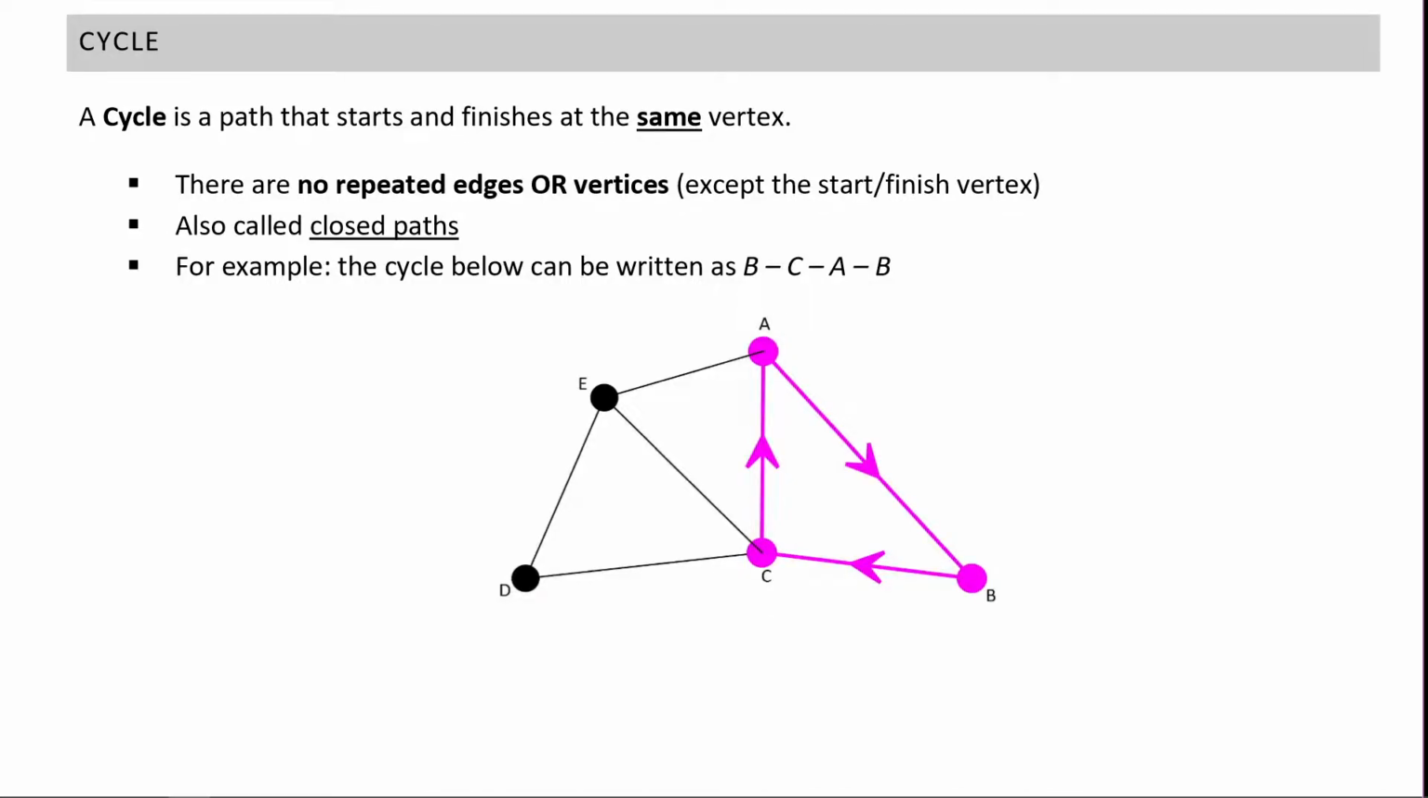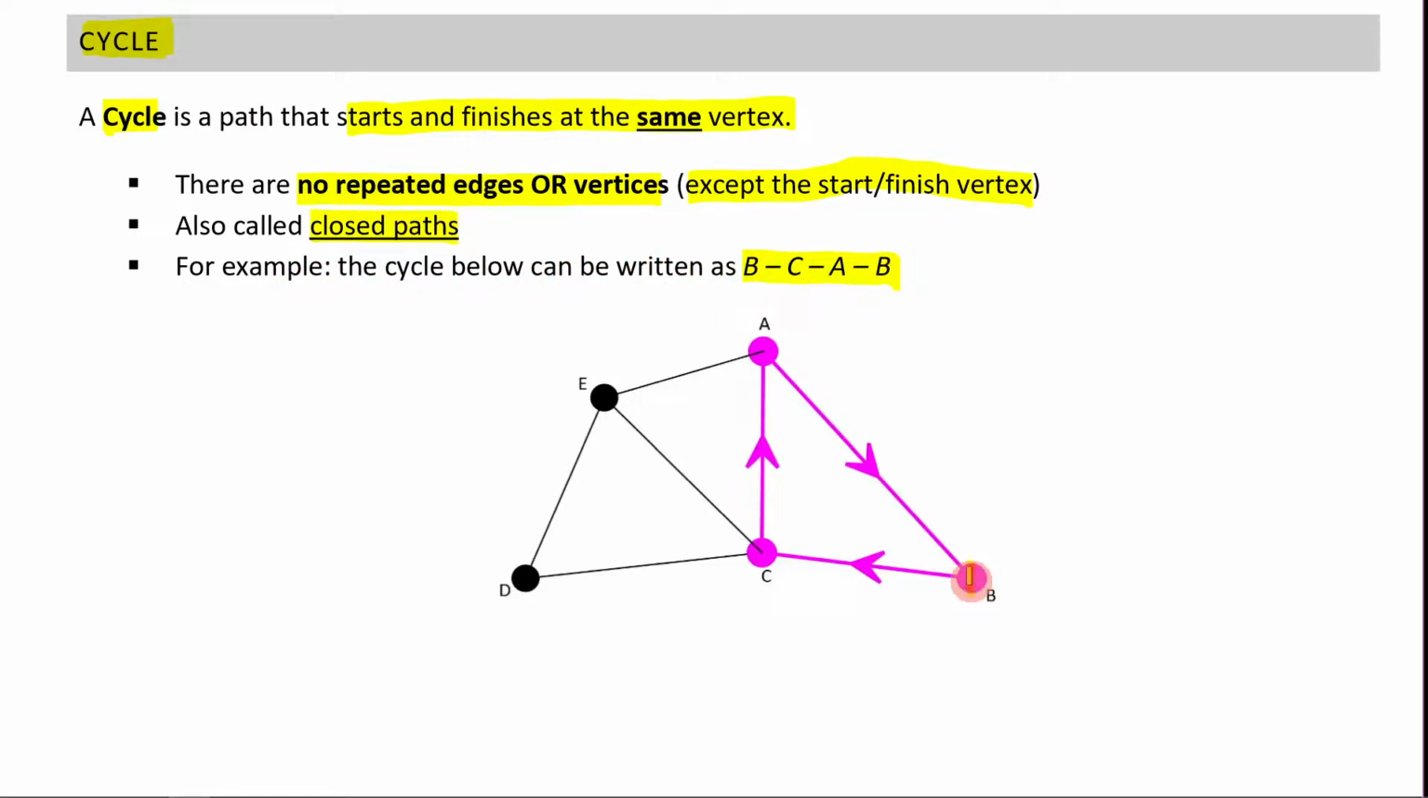And now we come to a cycle. A cycle is a path that starts and finishes at the same vertex. So there are no repeated edges or vertices except the start and finish vertex, also known as a closed path. So for example, the cycle below can be written as B, C, A, B.